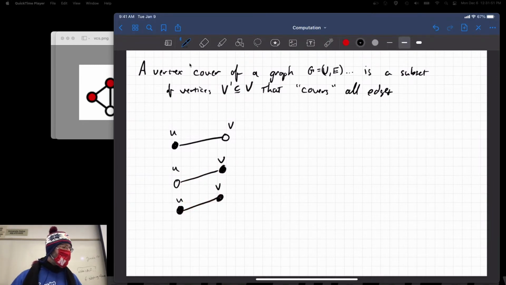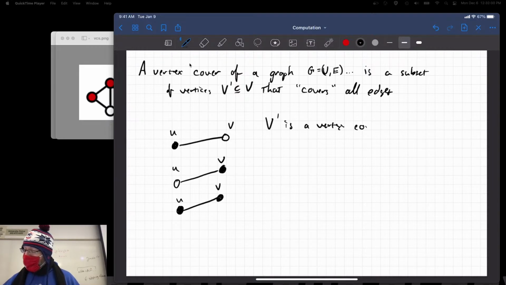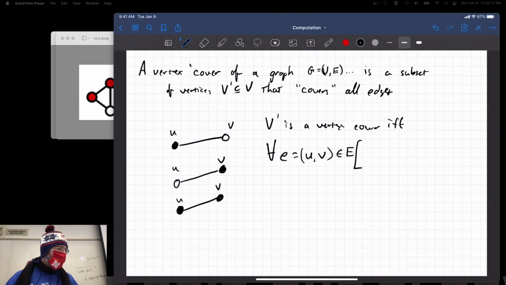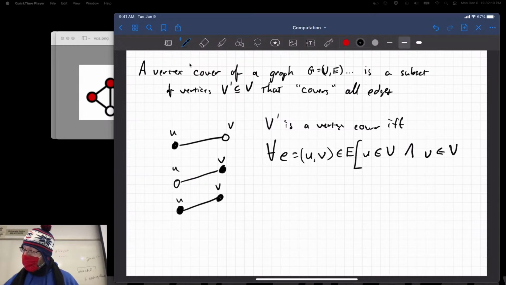Definitionally, all you're saying is that V prime is a vertex cover if and only if, for all edges E, which I'll label as (U, V), in the edge set of the graph, we have that U is in V prime or V is in V prime. That one of those endpoints is in your vertex cover.